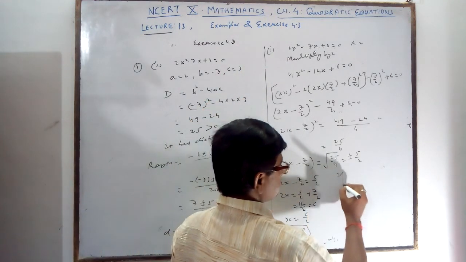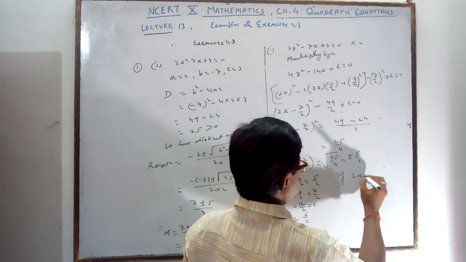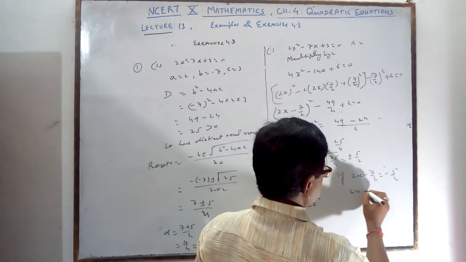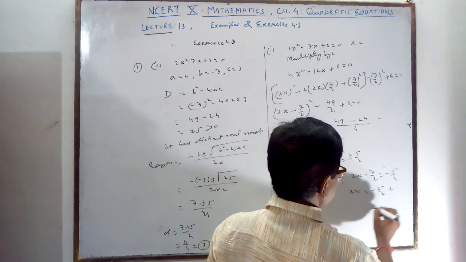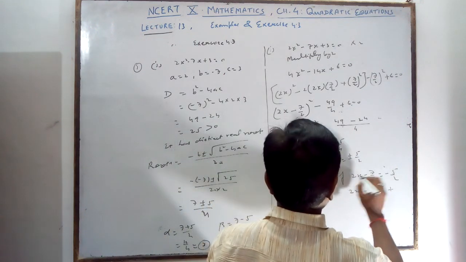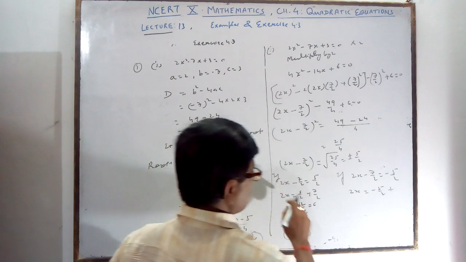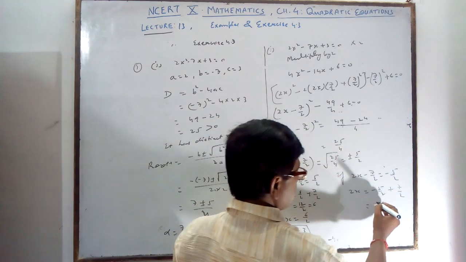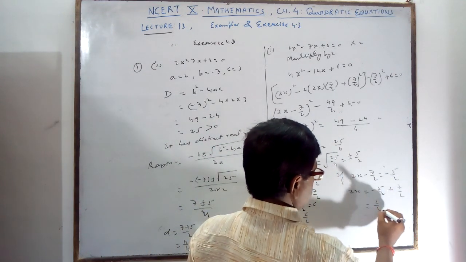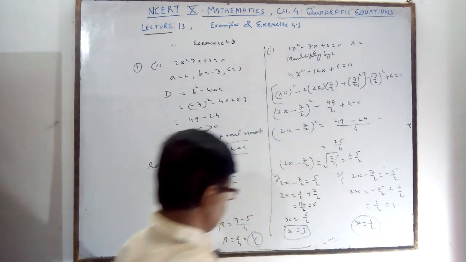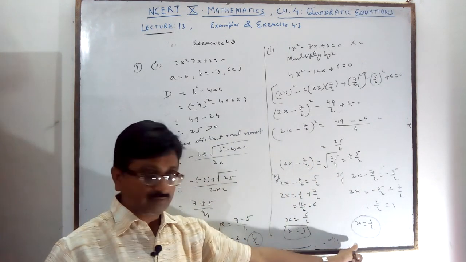Second part: if 2x plus 7 by 2 is equal to minus 5 by 2, then 2x is equal to minus 5 by 2, and the minus changes into plus, plus 7 by 2. What are you getting? 5 minus 7, 2 by 2, is equal to 1, then x is 1 by 2. You are getting 1 by 2 here also, and 1 by 2 by the formula.